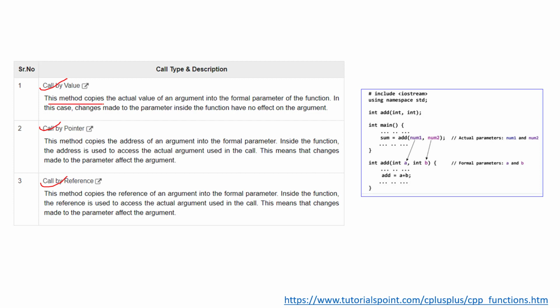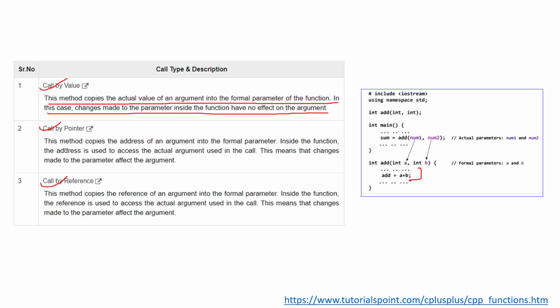This method, call by value, copies the actual value of an argument into the formal parameter of the function. In this case, changes made to the parameter inside the function have no effect on the argument. It's very clear. The value in the actual parameter will be transferred to the formal parameter. So, whatever changes are made inside the function won't have any effect on the argument.